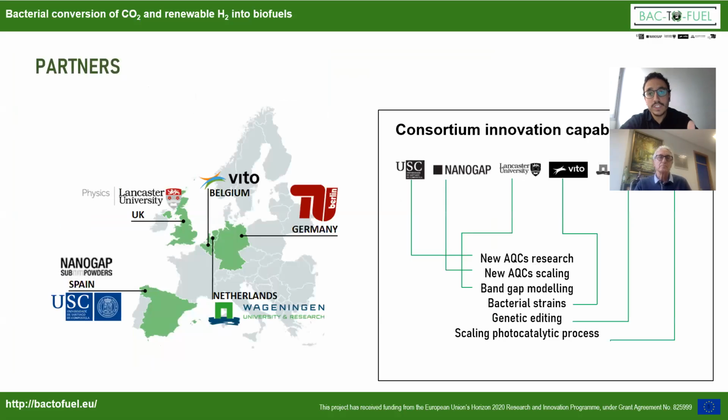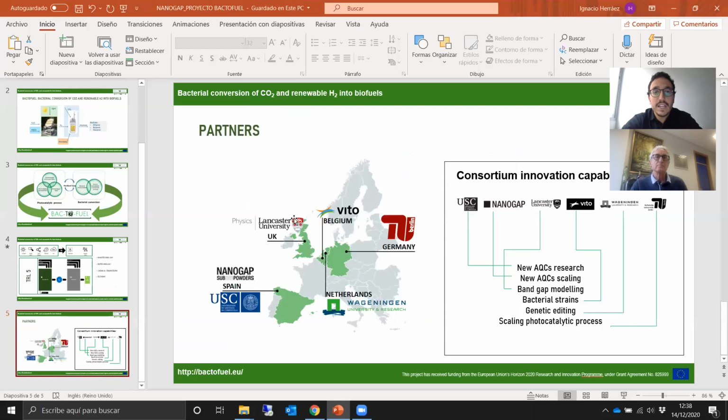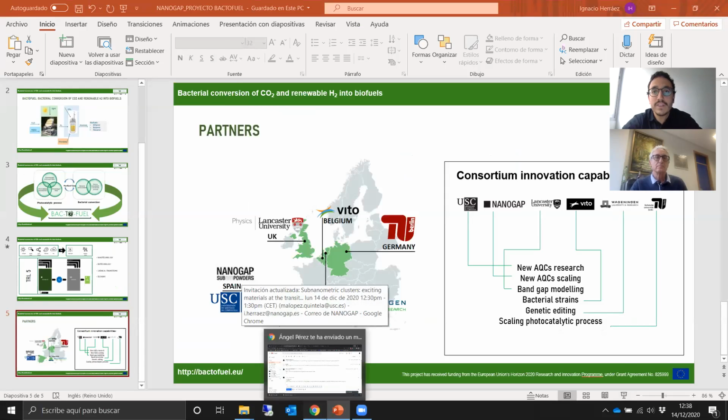And as I said before, this is the consortium. Most of them are working together and are responsible for the whole project, but USC, NanoGap, and Lancaster are more related to AQCs: modeling, synthesis, and characterization. Wageningen is more related to genome editing. And Vito is responsible for the biochemical system reaction design, the reactor, and so on. And Berlin is responsible for the photo production of hydrogen, and for coupling and demonstrating this technology.